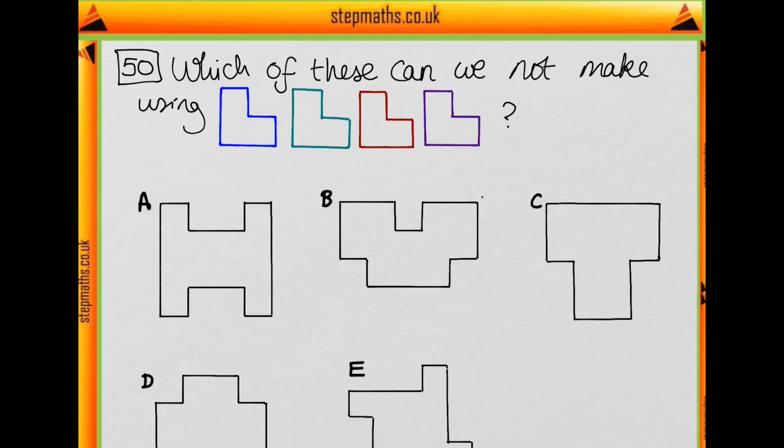So this is question 50, and in this question we're asked which of the shapes we're shown here can we not make using 4 of these L-shaped pieces. So let's start with A. How can we fit 4 of these to make A, or is it impossible?